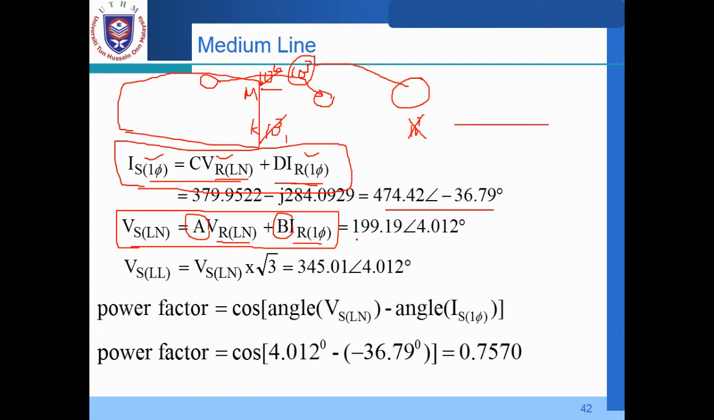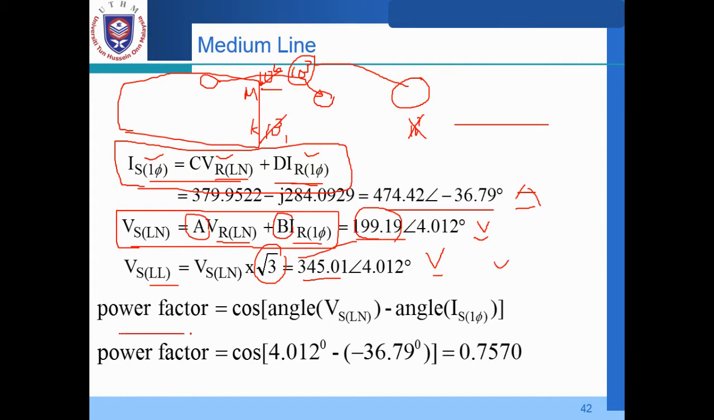Then VS per phase gives us 199.19 at 4.012 degree volt. Okay, this is ampere, and this is volt. Remember the dimension, the unit. So for line to line, multiply the answer you just obtained here by square root 3. So these two give 345.01 at 4.012 degree volt.